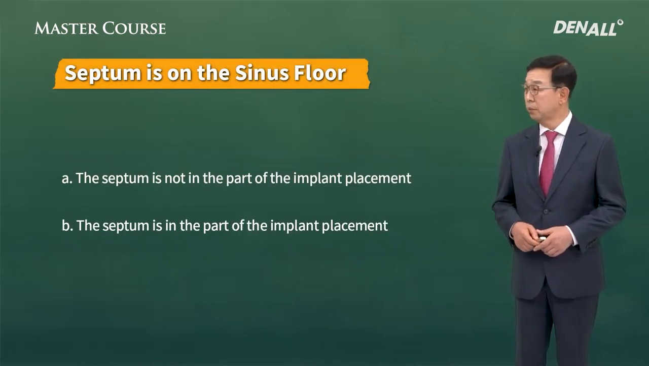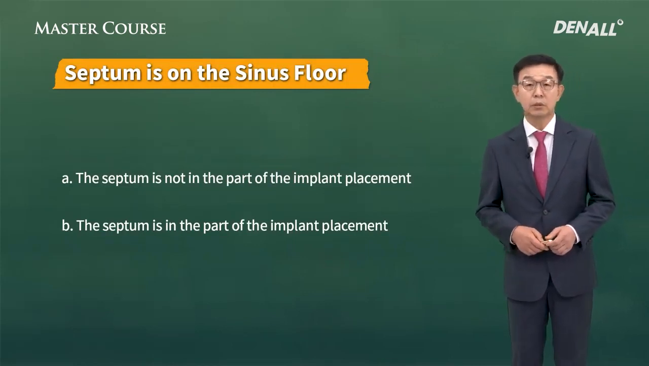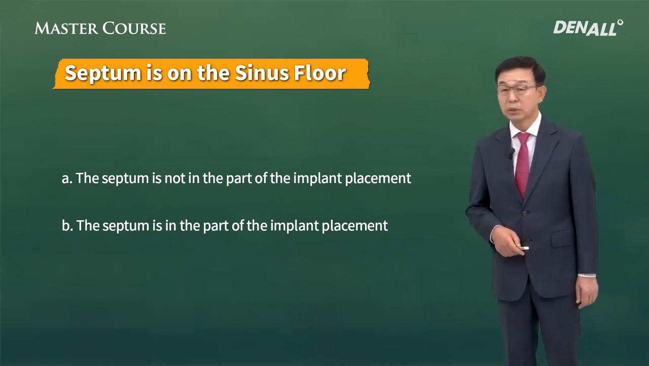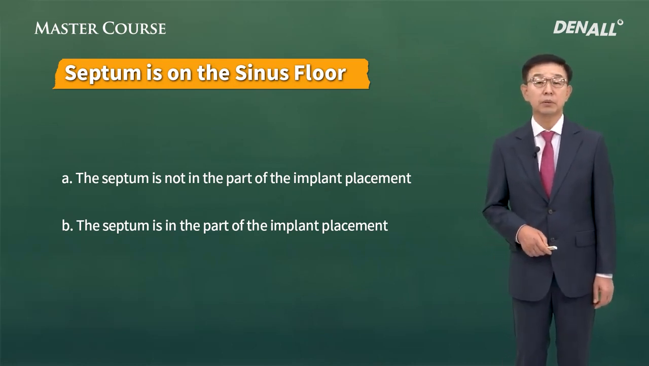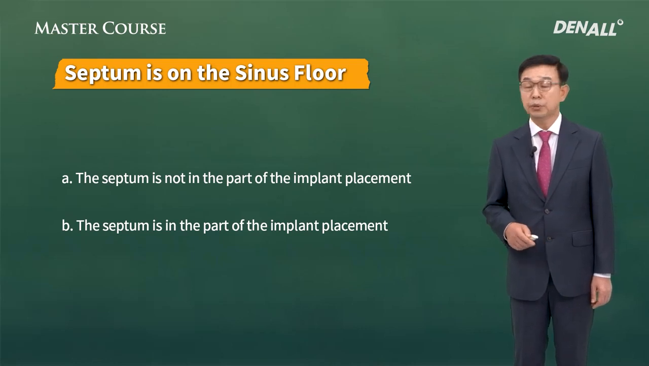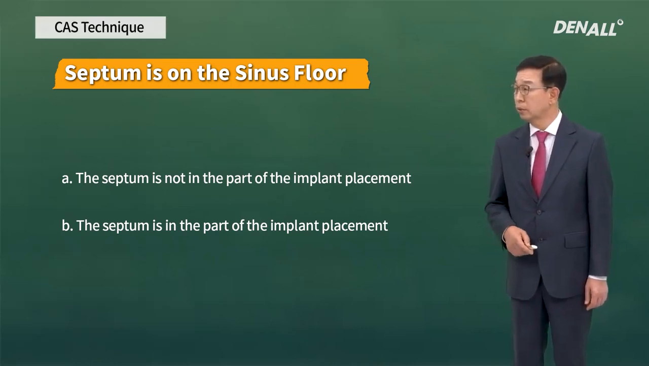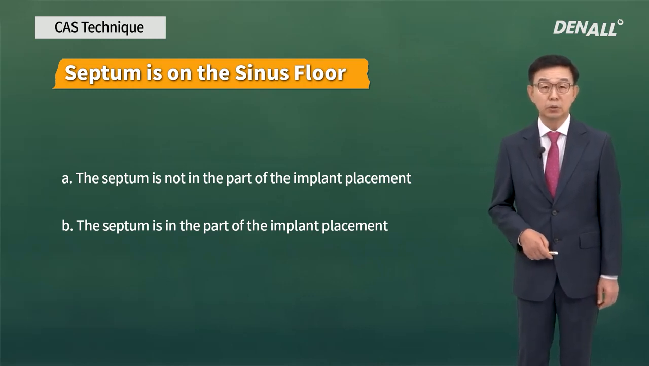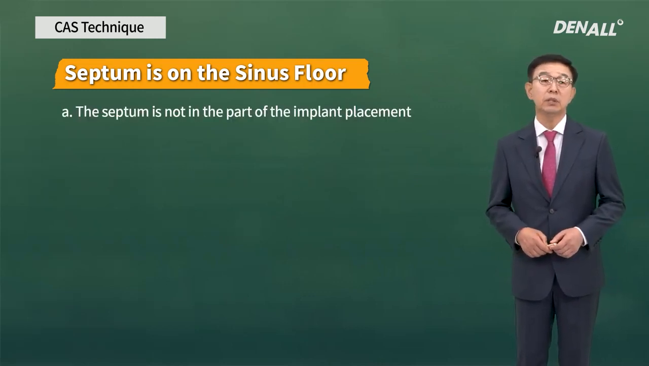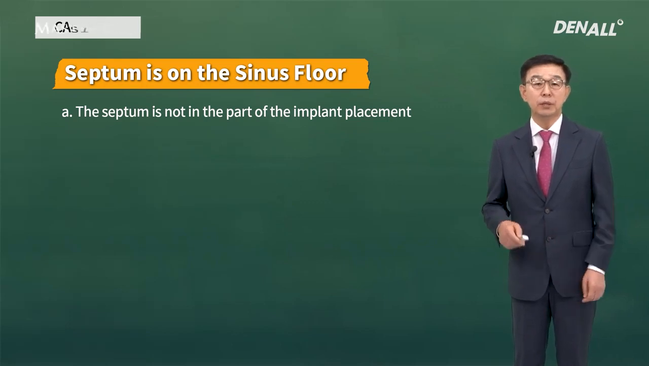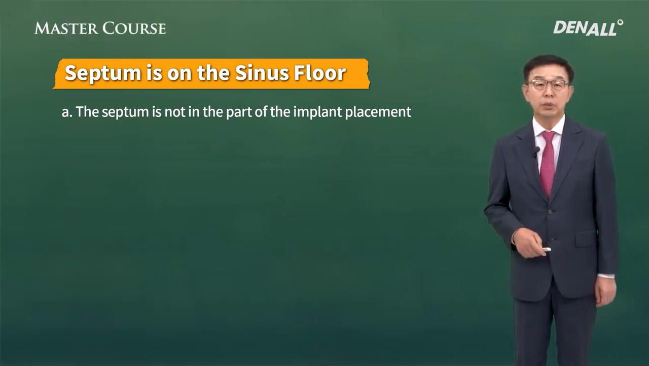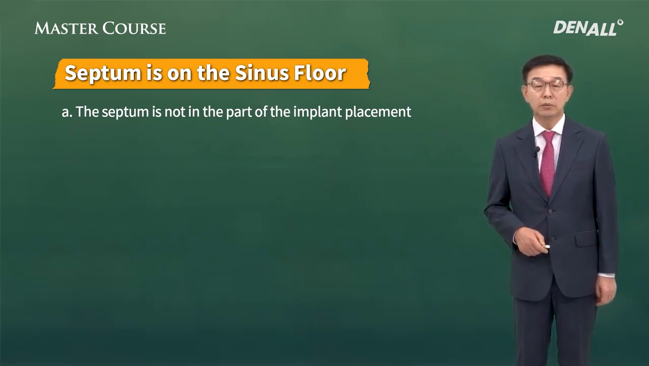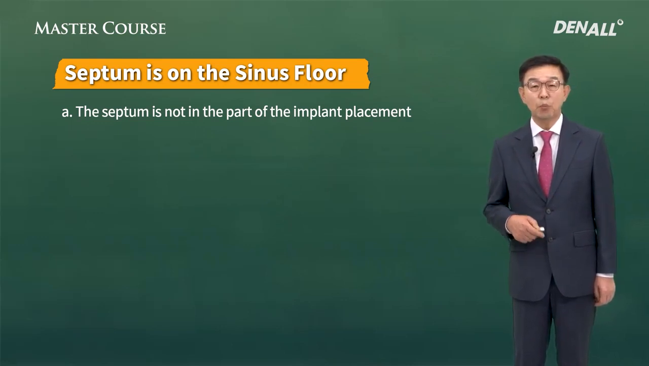In the case there's a septum in the sinus floor, you can use the CAS kit to do an appropriate crestal approach. The septum can be in the area of implant placement, or it can be somewhere in the middle. The septum exists in the sinus floor, and it may not be in the area of implant placement. In other words, the septum can be very high or low.